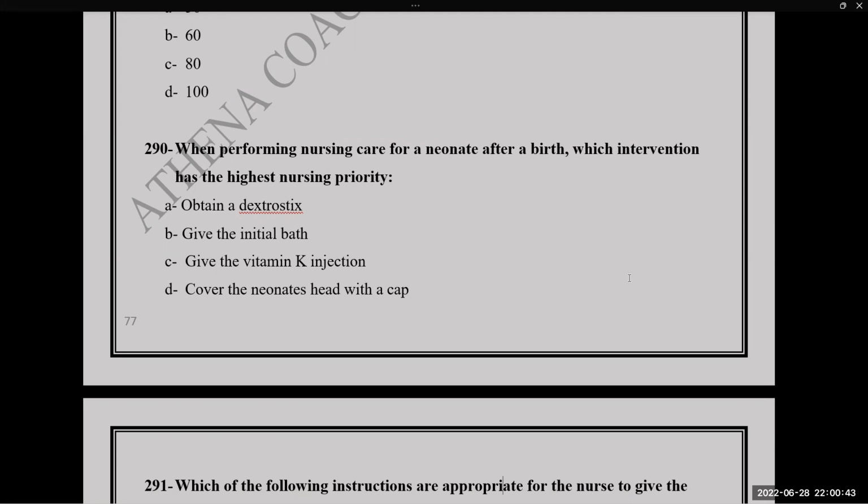Answer is D, ma'am. Cover the neonate head with a cap. Sure. Oh, so the answer for this question is D. Cover the neonatal head with a cap. And my next question is, what is the next step after this?